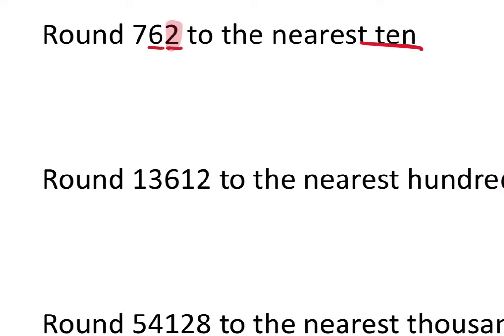The 2 is less than 5. So what's going to happen to that 6? It's just going to stay the same. It's going to drop as a 6. And anything to the right of the 6, the tens place value, is going to become a 0. And anything to the left stays as is. 7 is just going to be 7. Of course, that was in the hundreds place value. So 762 rounded to the nearest 10 is 760.